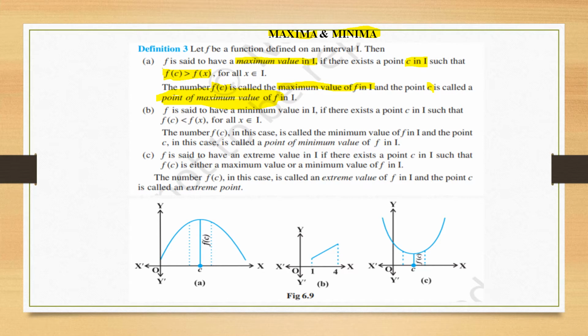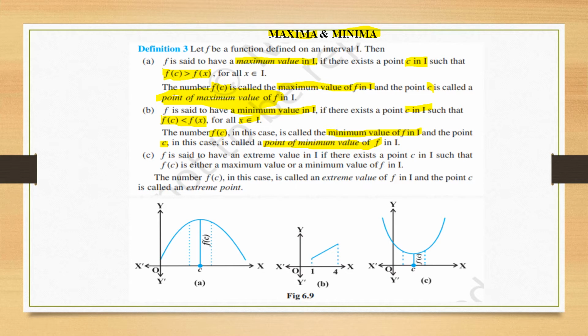Similarly, f is said to have a minimum value on I if there exists a point C in I such that f of C is less than f of x, all other values. The value at C is less than all other values of that function inside the interval. In this case, f(C) is called the minimum value of f in I, and this point C is called the point of minimum value.